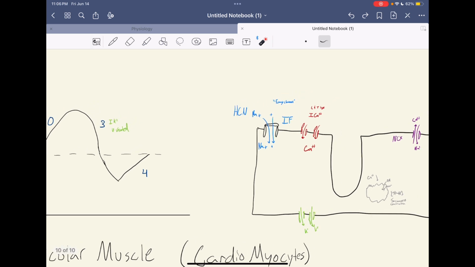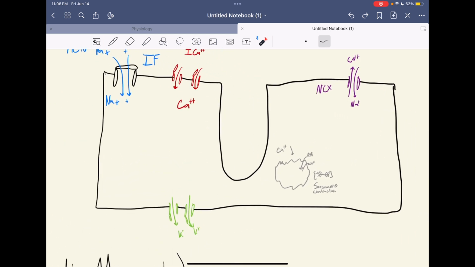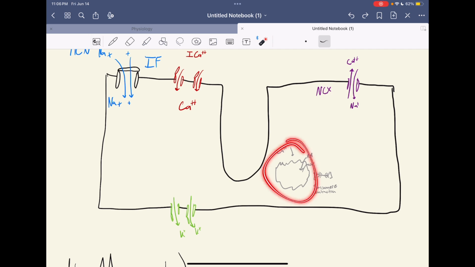These voltage-gated calcium channels are opening and flooding the system with calcium, and that is causing this over here to work. This is the sarcoplasmic reticulum, which is activating the ryanodine receptors, which is opening the gates in the SR, which are causing the sarcomere contraction, which is going to start the contraction of the heart at the SA node.